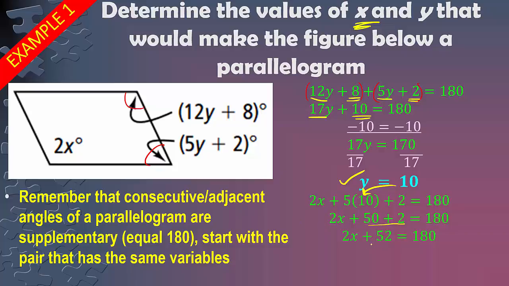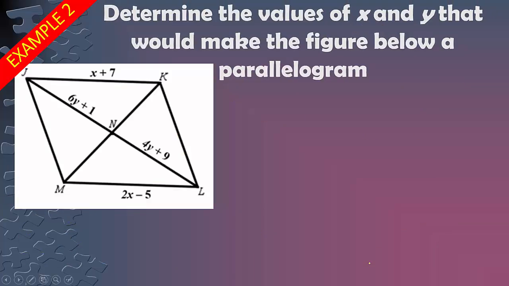We're going to subtract 52 from both sides, which is going to give us 2x equals 128. Then we would divide both sides by 2. Okay, that would cancel out that, and 128 divided by 2 is x equals 64. So now we have both our answers. We have our y, which we needed to find first, and then we have our x.